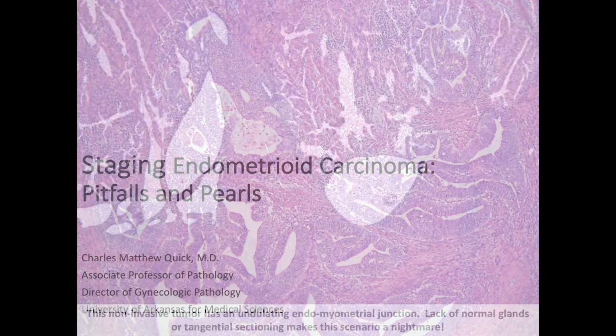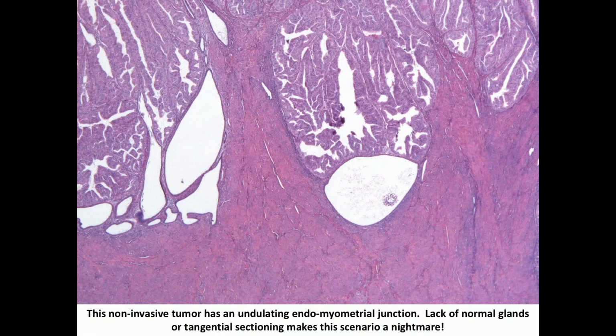And so look at this. This is a beautiful example of that undulating endomyometrial junction. Now, it may be a little exaggerated because the tumor is trying to fill up these undulations, but you can see that there's nice, normal, benign endometrium underneath it, a little rim of endometrial stroma. It allows you to see that this is indeed non-invasive, but look at the undulation there. And you can imagine if this is tangentially sectioned, that's very difficult.